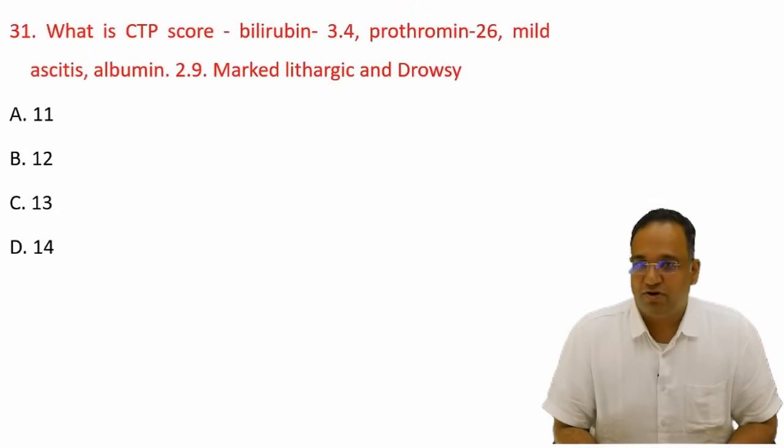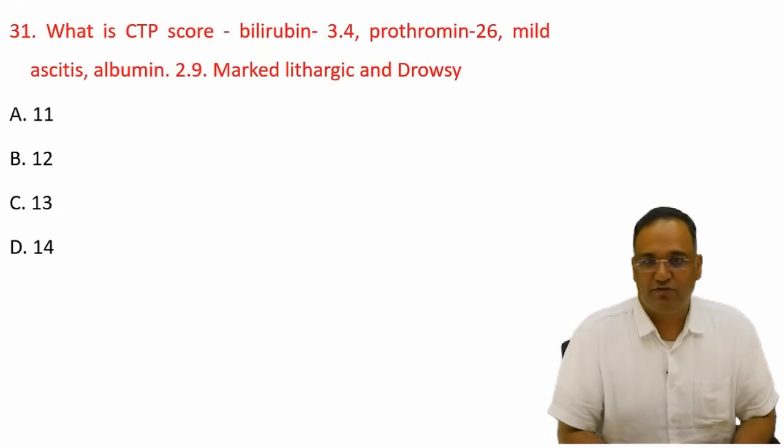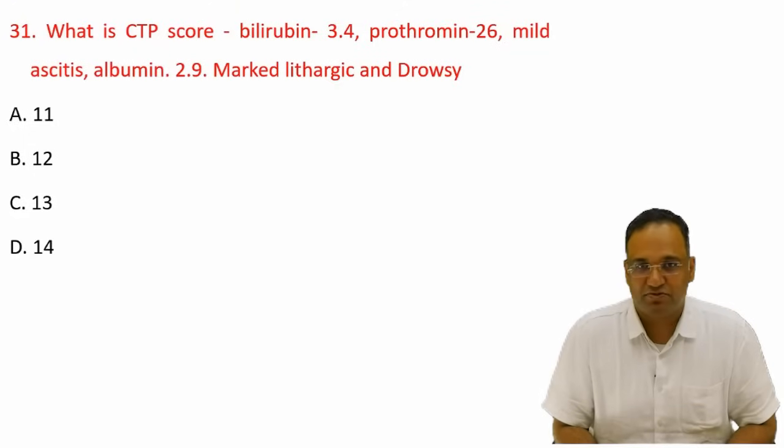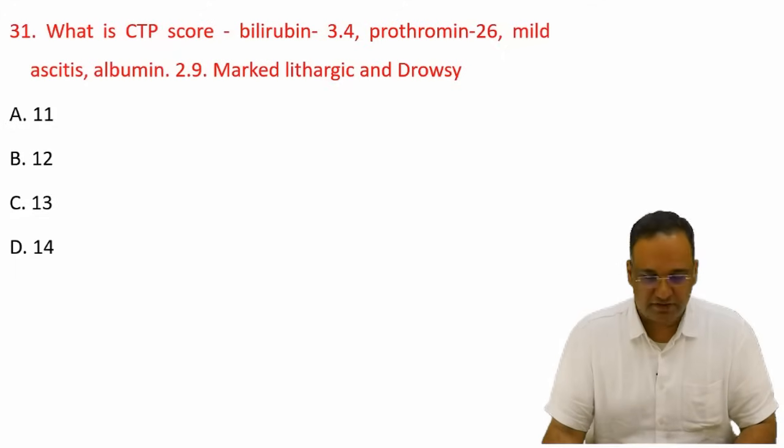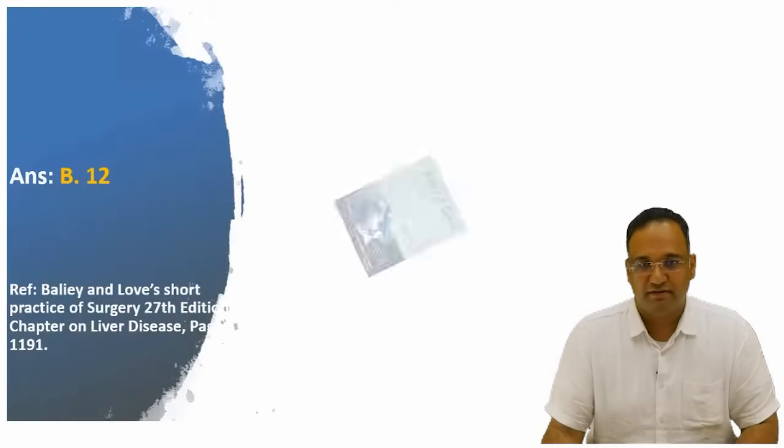What is the CTP score? I told you all scoring systems are very important. Three to four questions will definitely come. CTP score with bilirubin 3.4, prothrombin 26, mild ascites and albumin 2.9. The patient is markedly lethargic and drowsy. The right answer for this patient will be 12.